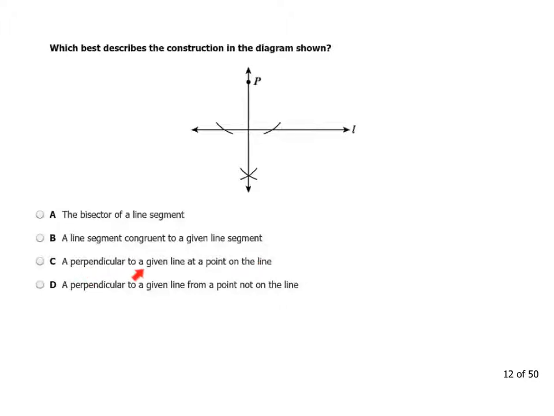A perpendicular to a given line at a point on the line. Well, when I look at my given line, line L, because I don't have another name for a line, there's not a point on line L. So it can't be C. Perpendicular to a given line from a point not on that line. So here's line L, here's point P. We constructed a perpendicular and then we connected this line in between. So your correct answer is D.